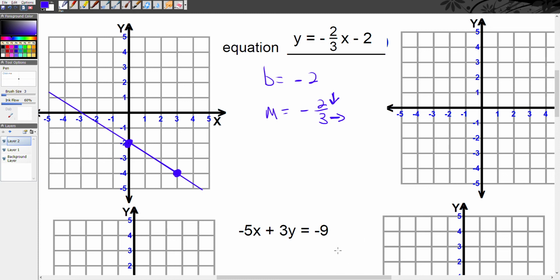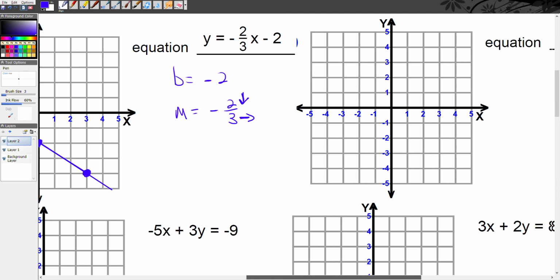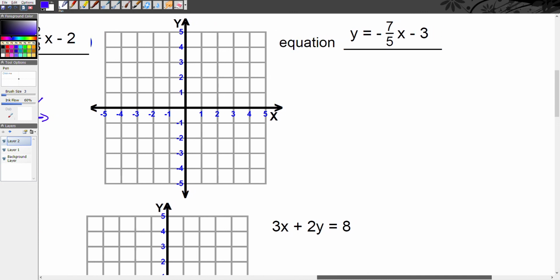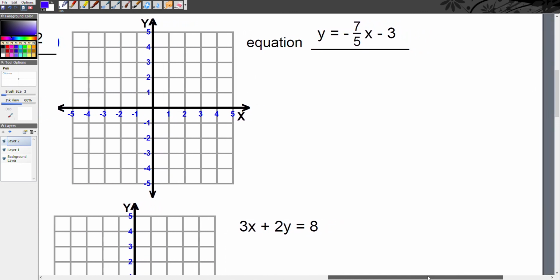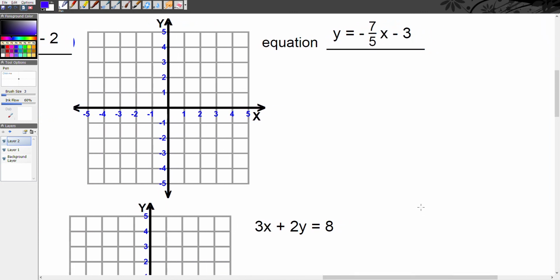All right, let's take a look at a third example. Now this one is going to be a little tricky. So I just talked about that you always move right, correct? But let's take a look at what's happening here with this particular equation. Y equals negative 7/5 x minus 3. So you see that your y-intercept is negative 3 and that our slope is negative 7/5.